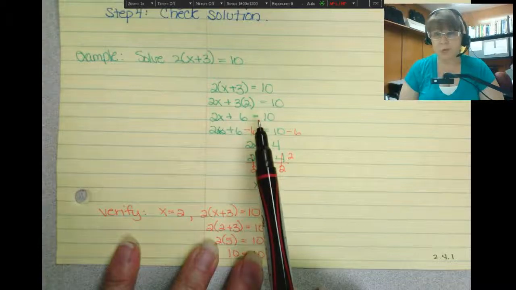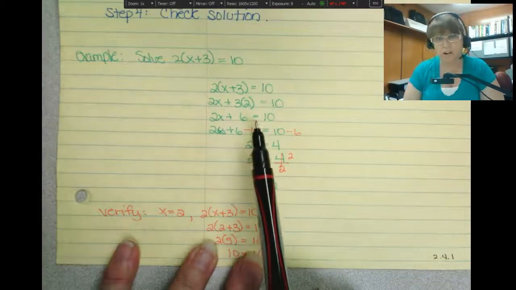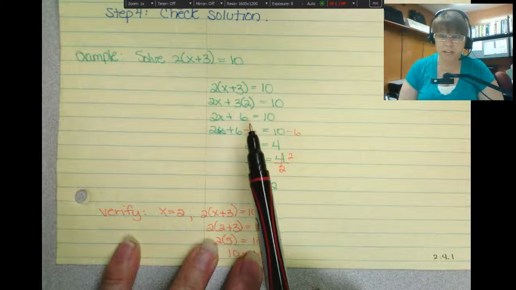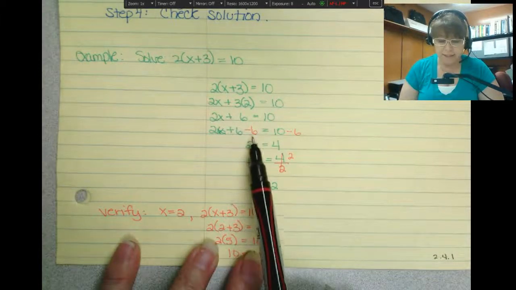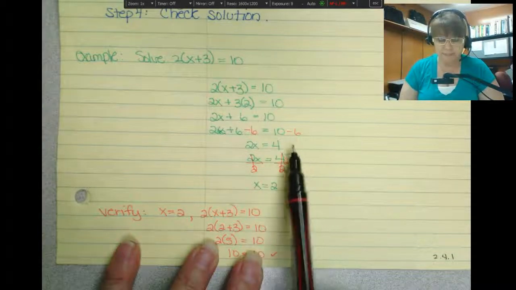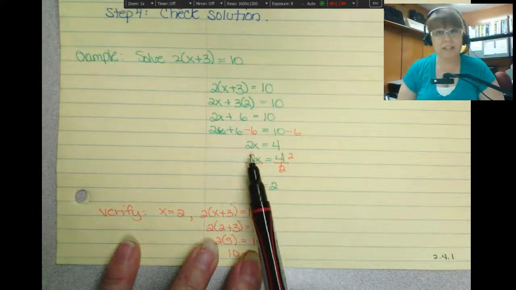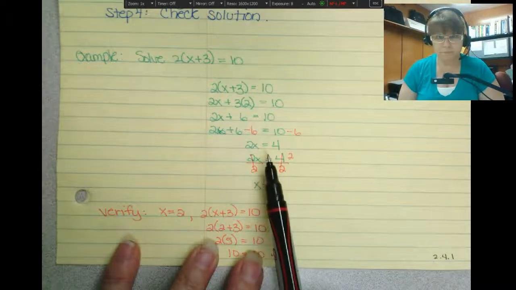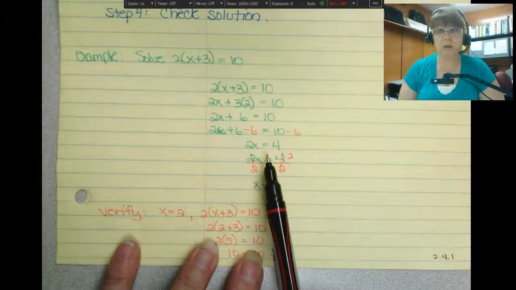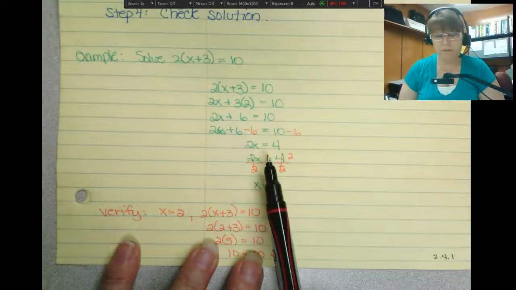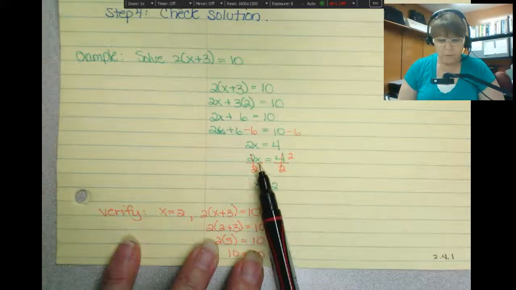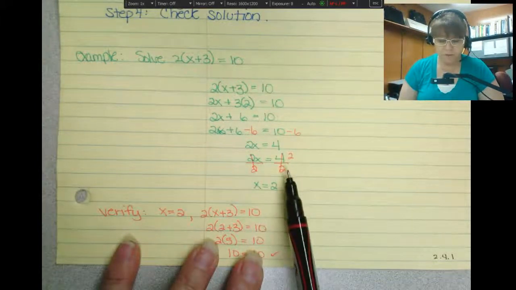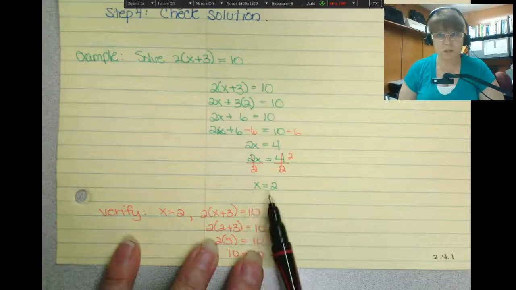Let's use our addition property of equality to get our variables on one side of the equation and our constants on the other. So 2x plus 6 minus 6 equals 10 minus 6, leaving us with 2x equals 4. Now, using our multiplication property of equality, I can either multiply by 1/2 or divide by 2. So 2x over 2 equals 4 over 2, leaving us with x equals 2.